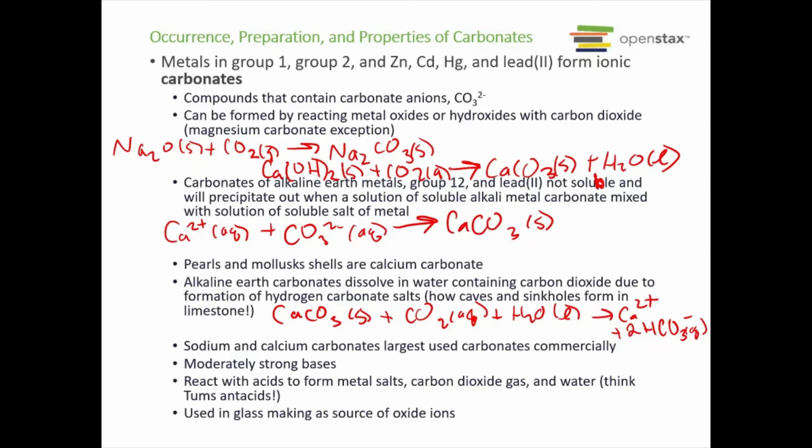Sodium and calcium carbonates are the ones that are used the most as far as commercial uses. We can get sodium carbonate from the mineral named trona. And then we can remove the impurities and recrystallize it to get the sodium carbonate. Sodium carbonates are fairly strong bases. They're not strong bases, but they're better bases than most weak bases.